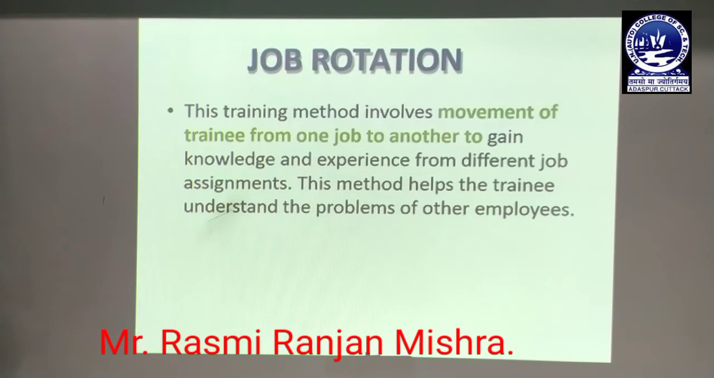So the first method of on the job training is job rotation. This training method involves movement of a trainee from one job to another to gain knowledge and experience for different job assignments. Rotation means moving from job to job. When an employee moves from one job to another, training is also provided during the movement, so that they will gain more knowledge and experience for different jobs, not only specialized in one area but in every area. This method helps to understand the problems of other employees.